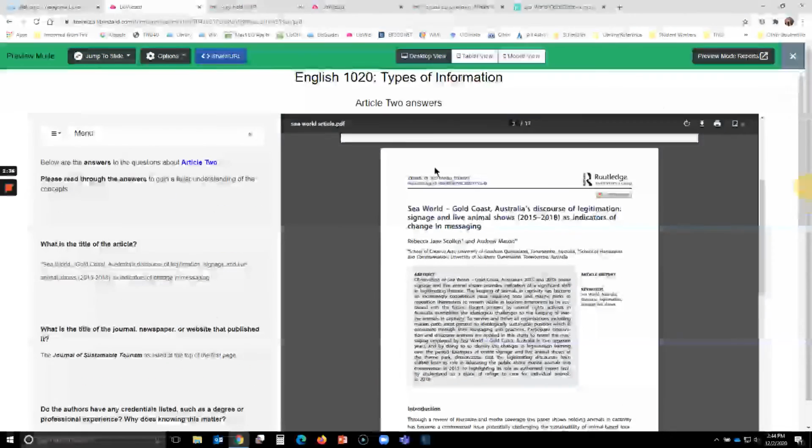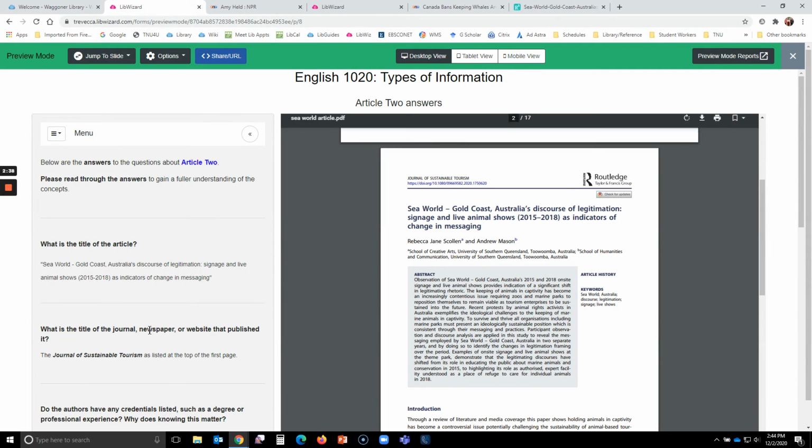So that's a look at Article 2, and so go ahead and we will do a comparison on the next slide.